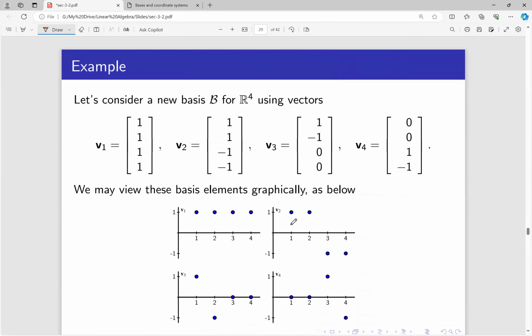Now, what about if I have this new basis? So V1 is like looking at the average value, the yearly average. And then V2 is going to be like the jump, the change from the first half of the year to the second half of the year. And then the third vector is going to be the jump between quarter one and quarter two. And V4 will be the jump from quarter three to quarter four.